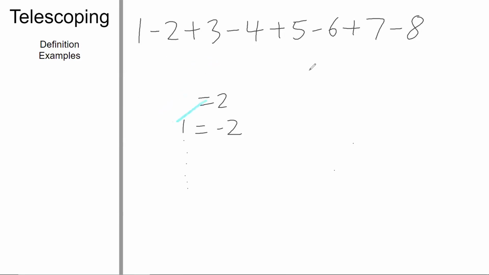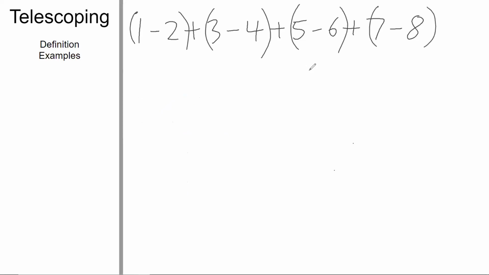Because what you could do is this. If you see our original expression, we can cleverly regroup them like this, because addition can happen in any order. 1 minus 2 is -1. 3 minus 4 is also -1. 5 minus 6, -1. And 7 minus 8 is -1. So 4 negative ones added together will give you -4.